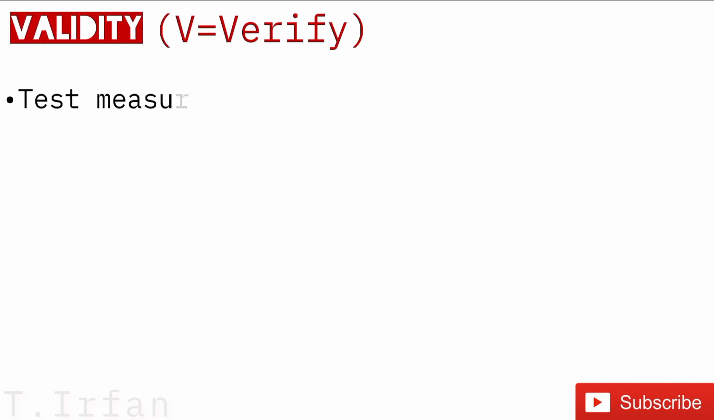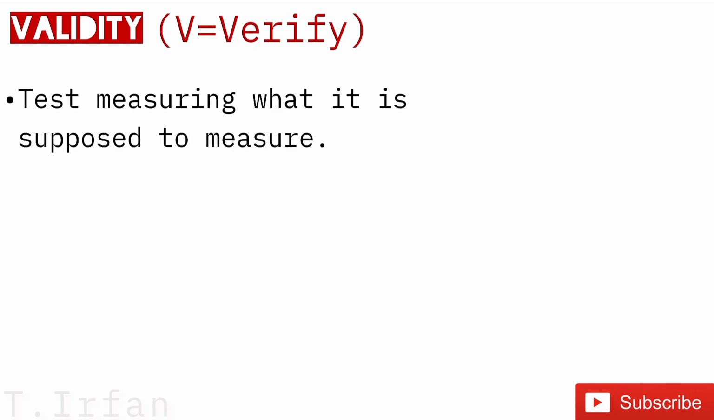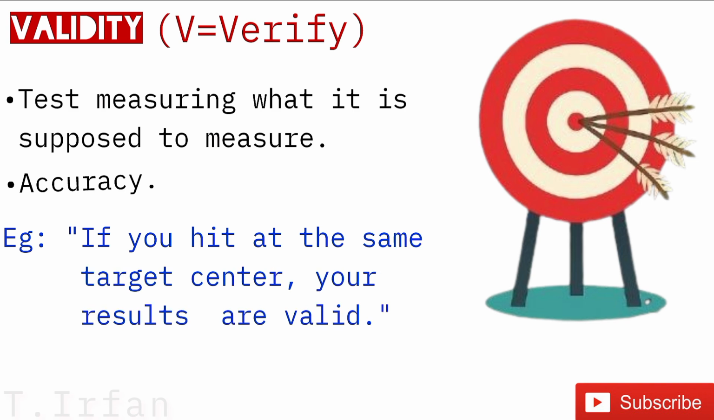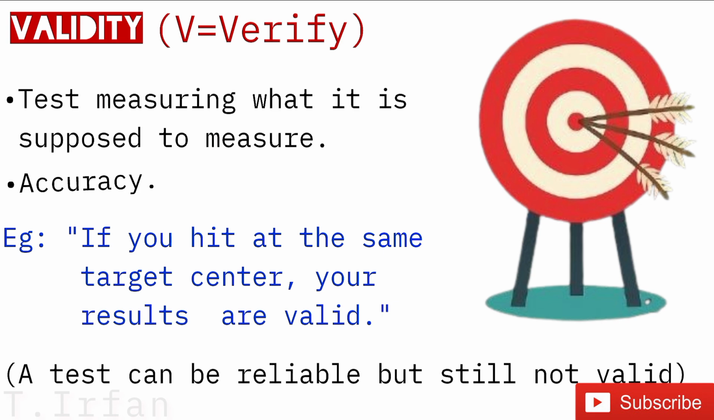Validity. If a test measures what it is required or supposed to measure, then we can say that the test has validity, or it means accuracy. For example, if you hit again and again at the same target center or required spot, we can say that the results are valid. A test can be reliable but still not valid. For example, if you keep hitting the same wrong spot again and again instead of the center, then the results are reliable, not valid.